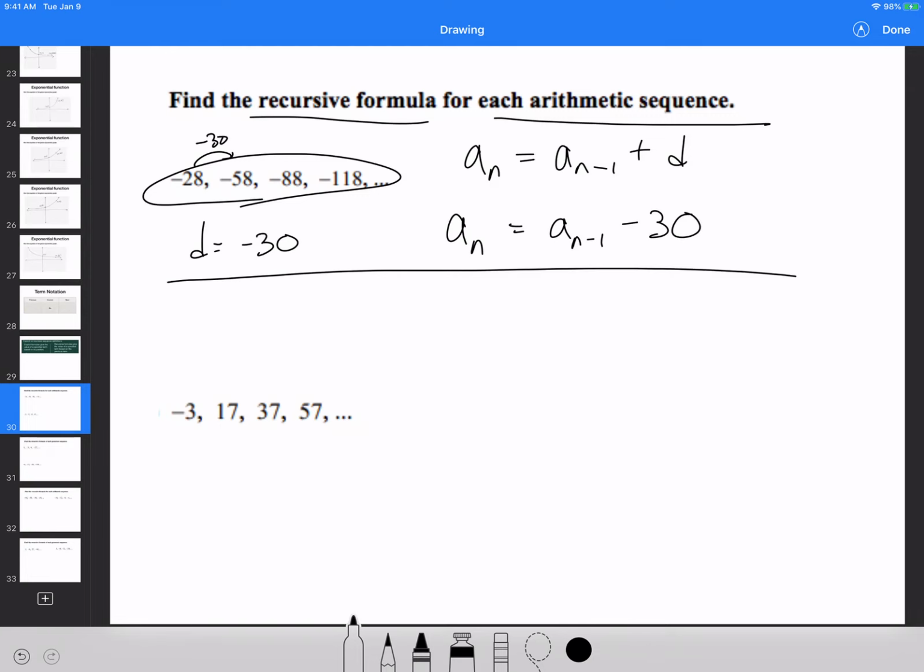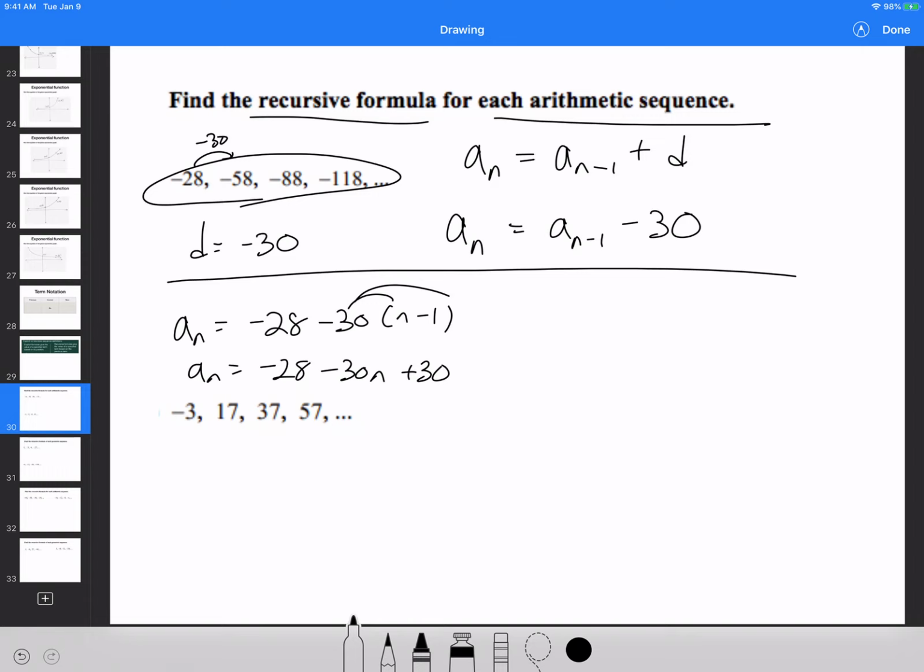Now, if I were to use the explicit formula for this, you should say a sub n is equal to negative 28 plus the common difference, negative 30, times n minus 1. Now, what should happen here is that a sub n is equal to, some of you guys distributed these and got negative 28 minus 30n plus 30.